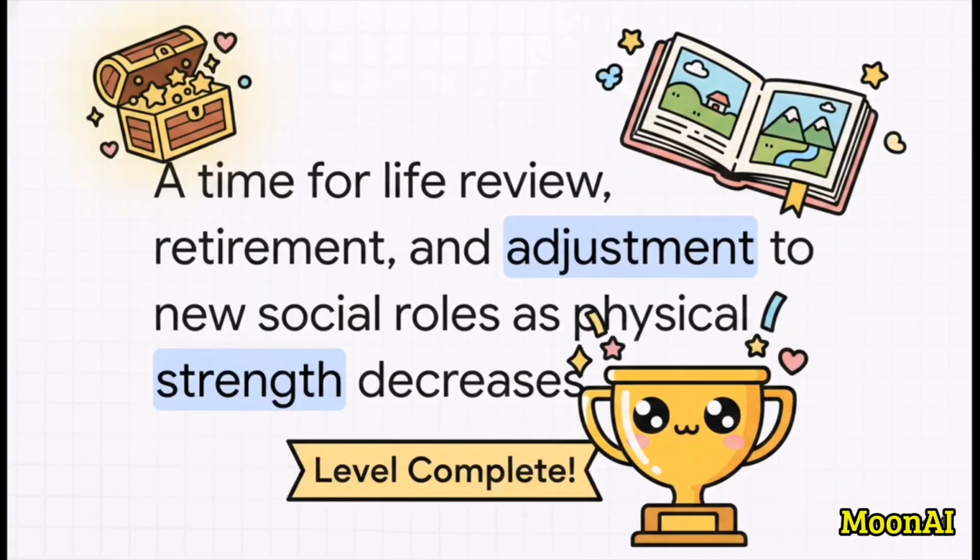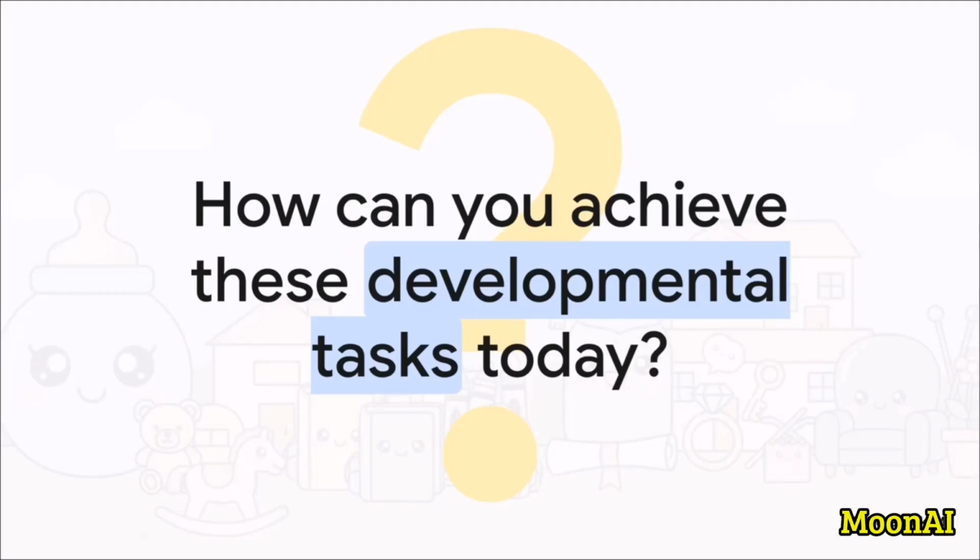Santrock gives a very poignant view of this final stage. He notes that late adulthood is a time for adjustment to decreasing strength and health, sure, but it is also a powerful time for life review, retirement, and adjustment to totally new social roles. It's a time to look back at the entire game of life you just played and reflect on the quests you've completed.